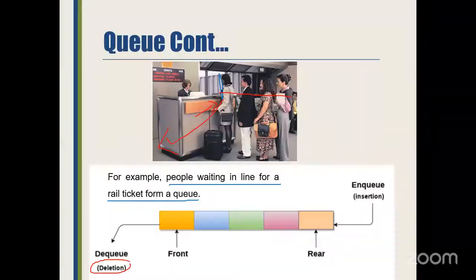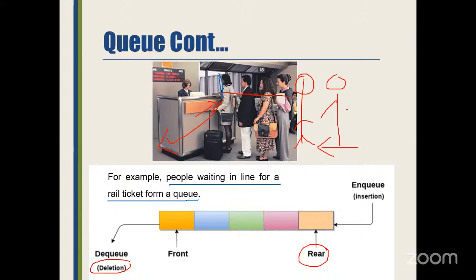That person might stand there like this, right? Fifth position. So you can observe this end. That end is called rear. The rear end is used to insert the elements. If any new person comes, that person can add into this queue at this end. That end is called the rear end.